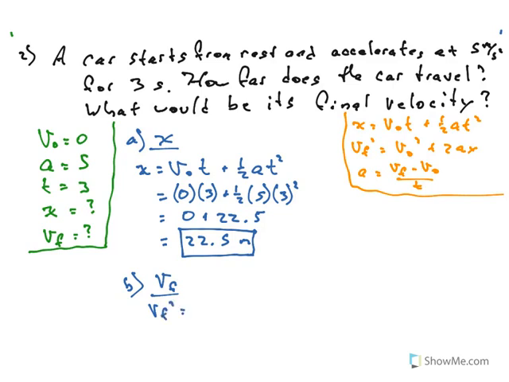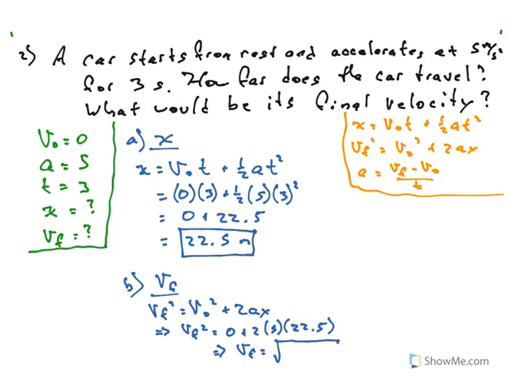Vf squared is v naught squared plus 2ax. Okay, so Vf squared is 0 plus 2 times 5 times 22.5. So this says Vf is the square root, because I need to get rid of the Vf squared, so I square root both sides. 2 times 5 times 22.5 is 225. And the square root of 225 is 15.